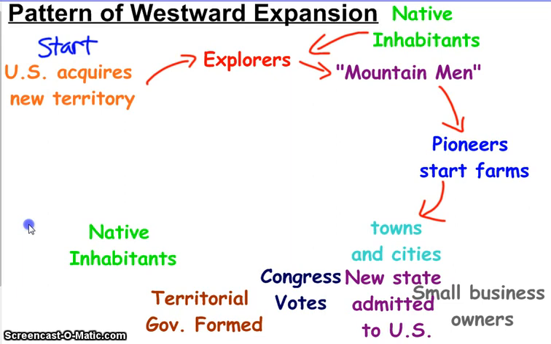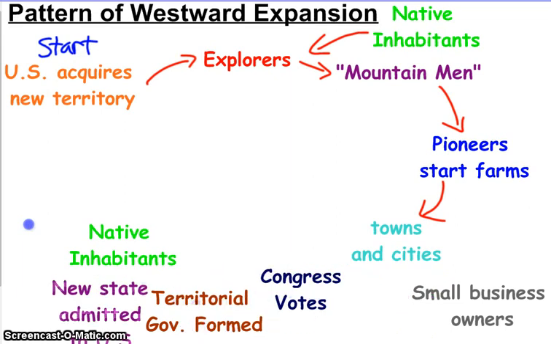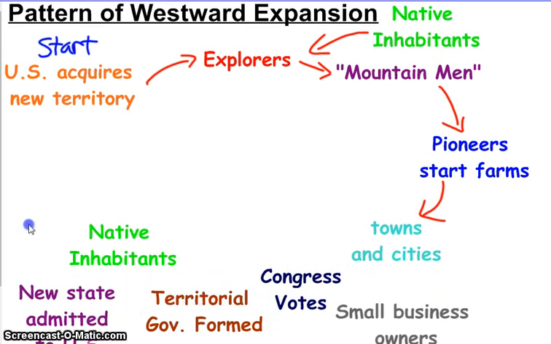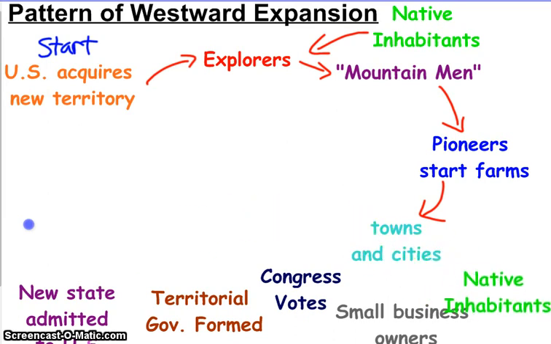At this time, though, something important happens. And what happens is that the Native Americans, who have been a part of everything so far, are kicked out. Basically, the white Americans say, we don't have room for you anymore. We don't want you around. So the Native Americans are sent out and forced to go and live on reservations.